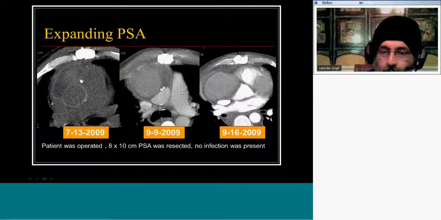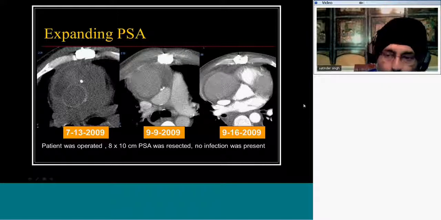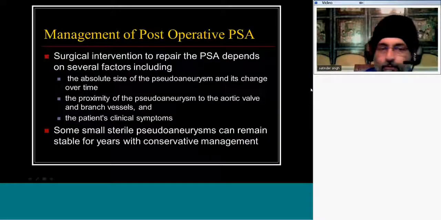So here is a composite of the three scans which we did. The hematoma is gradually increasing, there is contrast accumulating, and there is more and more mass effect. The patient actually went to surgery and they did not find an infection. This was just a slow anastomotic leak which was causing the problems.